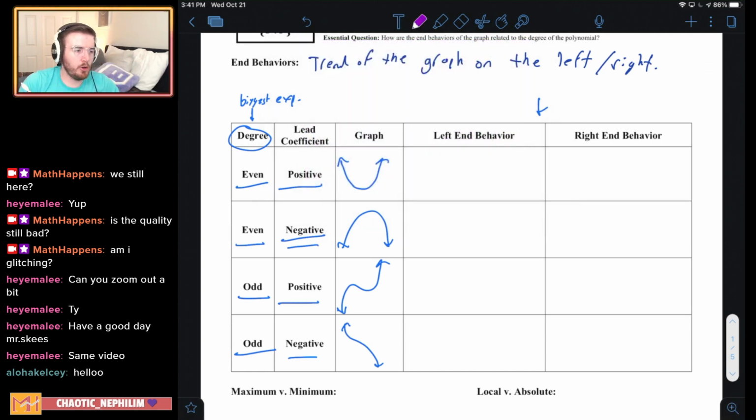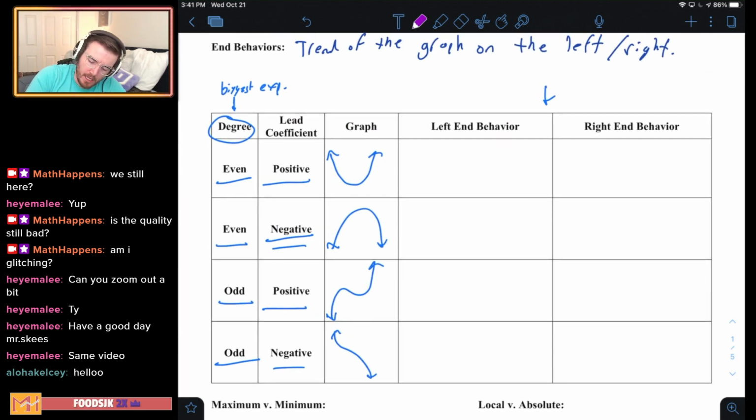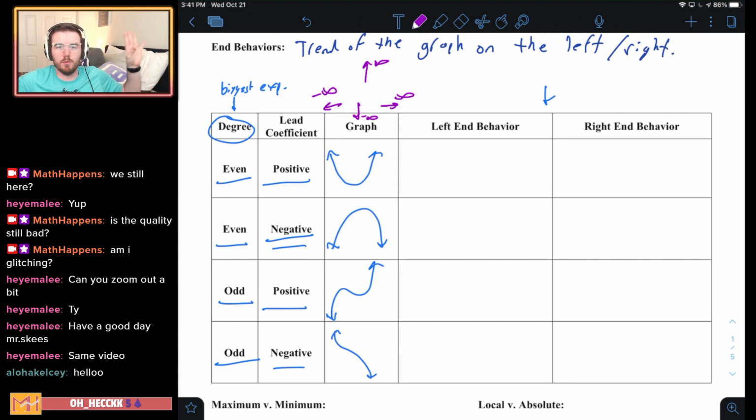So how do we write this in an official manner? Well, when we're going to the left, that's negative infinity. And when we're going to the right, that's positive infinity. When we're going up, that's also infinity. And when we're going down, that's negative infinity, right? We're used to speaking in terms of infinity.